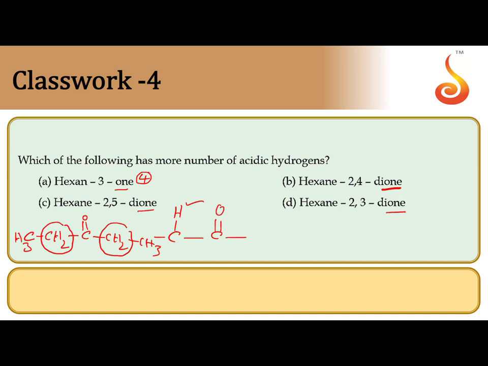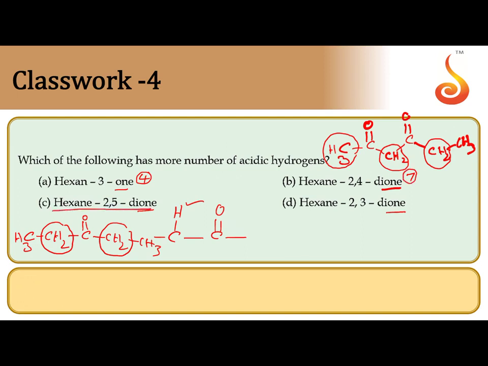Hexane-2,4-dione, at second position and fourth position C=O is there. This is hexane-2,4-dione. So we count the number of alpha hydrogens: CH3 is 3, CH2 is 2, and here CH2, so 3 plus 2 plus 2, that is 7. 7 alpha hydrogens in this case.